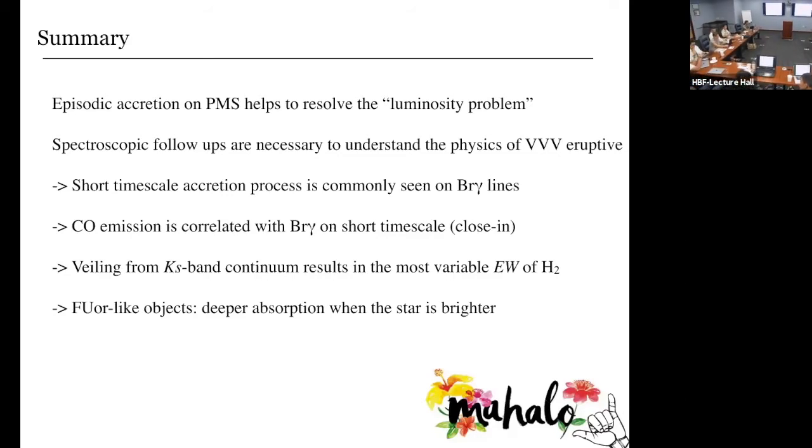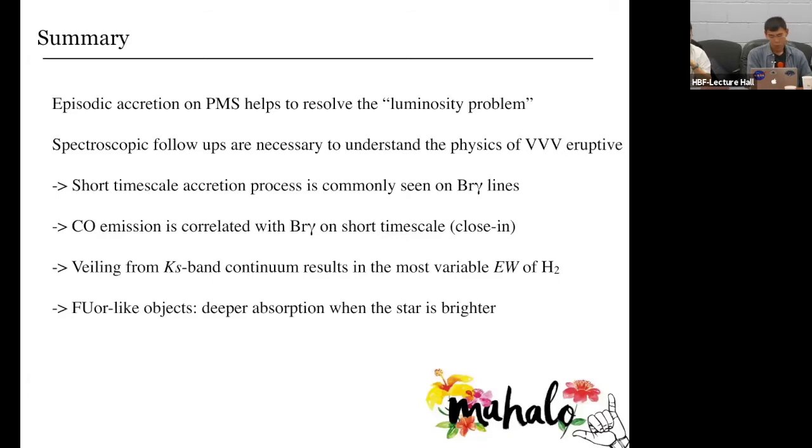In those objects where you observed a variation in the Brackett gamma line, did you notice a change in the shape of the line, for example, in the relation between the width and the height? Or does the shape of the line remain more or less the same? We do see some variability of the line profiles, and also on a very short time scale.